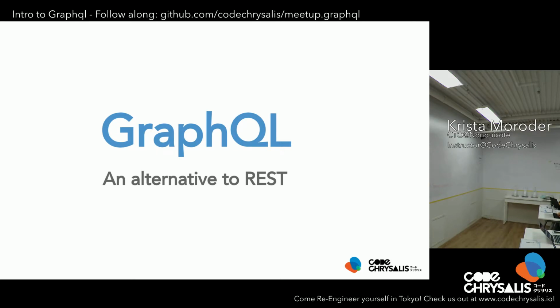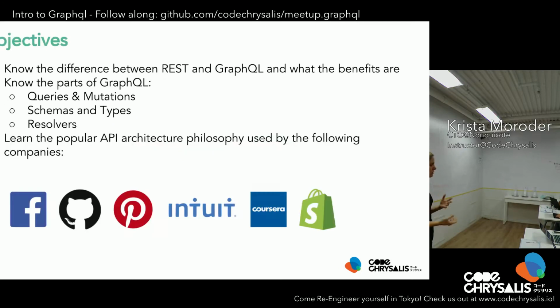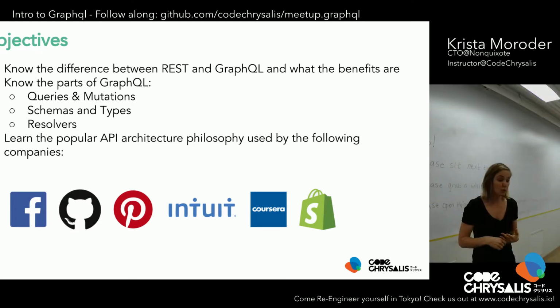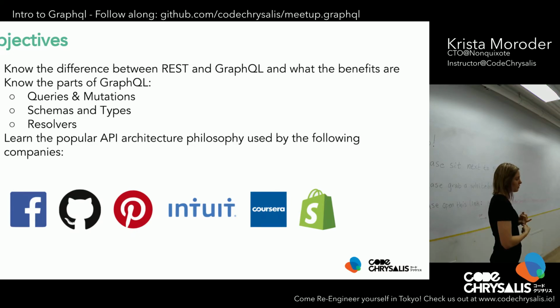So by the end of this, I have a couple objectives. Number one, know the difference between REST and GraphQL. REST is the structure that most people probably know for API design, and what the benefits of using GraphQL are. There's also some cons, but we'll talk mostly about what the differences are. There's a few parts of GraphQL I want to make sure that you understand by the end, which are queries and mutations, schemas and types, and then also resolvers.